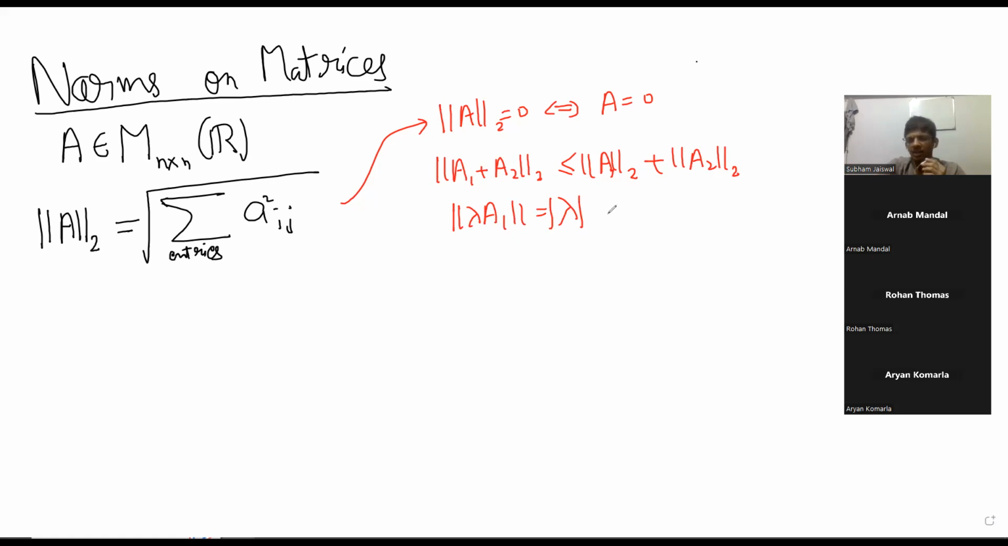This lambda is a real number. Am I missing anything? Fine, it's okay. So these are the properties it has. But I will introduce one more norm, and focus on this very carefully.